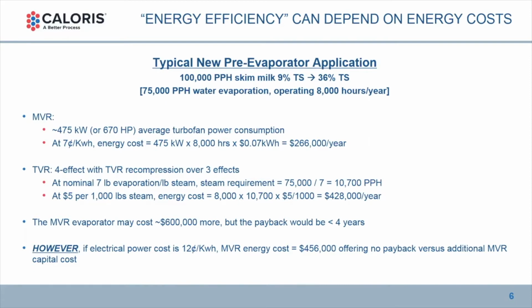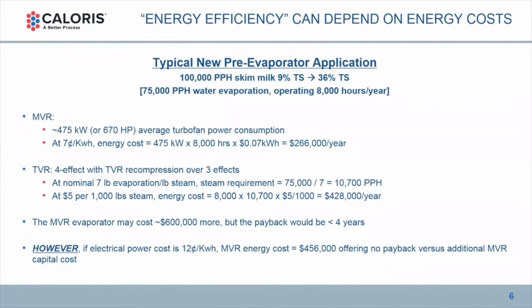So on paper, if I'm designing a new evaporator at these energy costs, even though the MVR evaporator may initially cost more, let's say $600,000 more in upfront capital, the ROI, the payback on that is less than 4 years, and then it's money in the bank every year after that. So it's very likely I'm going to propose an MVR evaporator for that scenario.